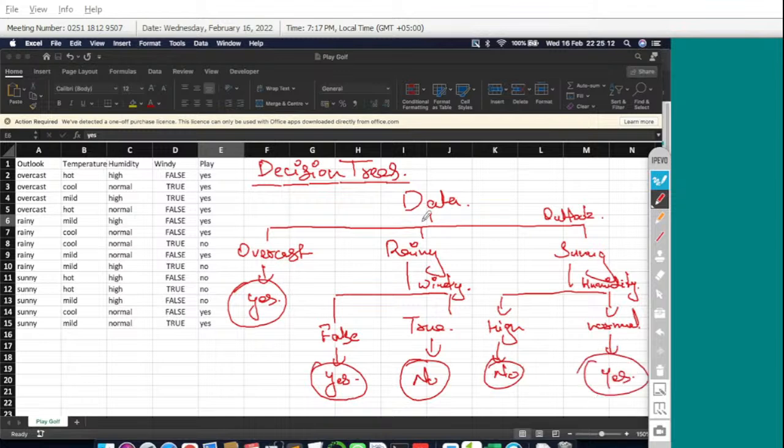Now we can see this tree is going to classify our data. If you pick any random row, and we follow this decision tree, we will get the right prediction. It's rainy, now check the windy, windy is true. Rainy, windy, true, we are not going to play, and that's the prediction, right? So the decision tree will try to build this tree.